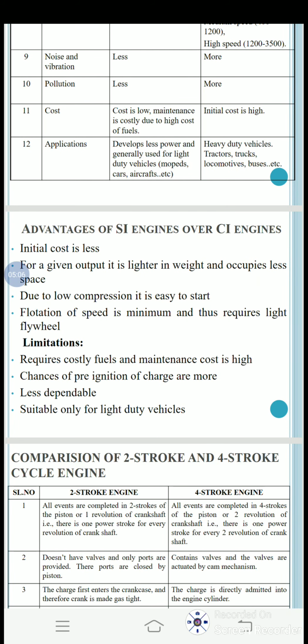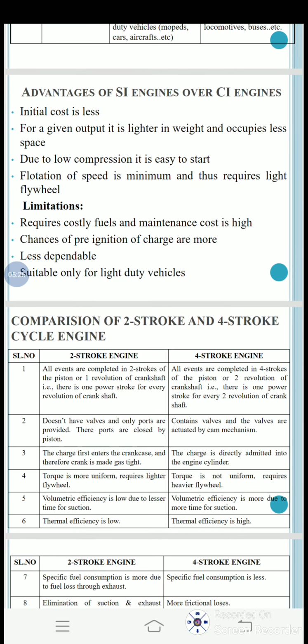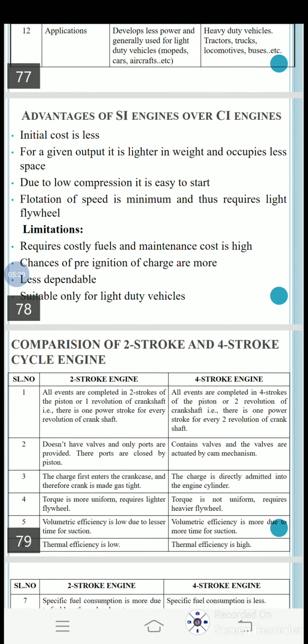Then we will see the advantages of SI engine over CI engine. The initial cost is less. Second point we can highlight here: from a given output, it is lighter in weight and occupies less space. Due to the low compression, it is easy to start. Fluctuation of speed is minimum, thus it requires a lighter flywheel.